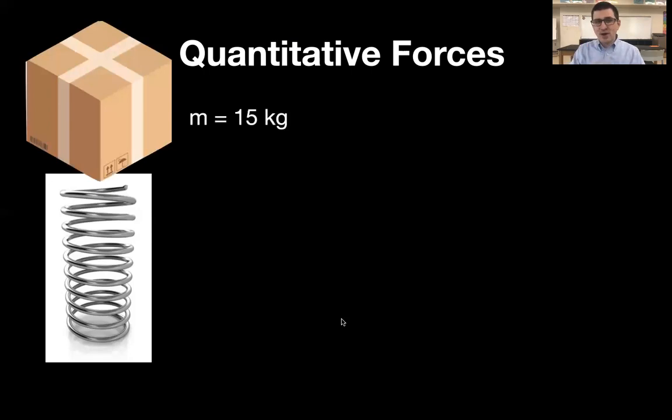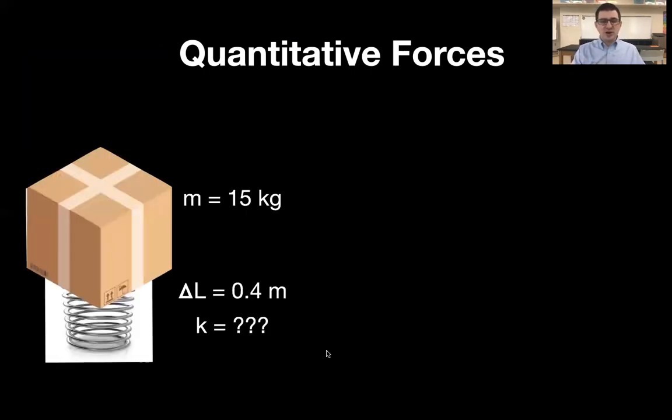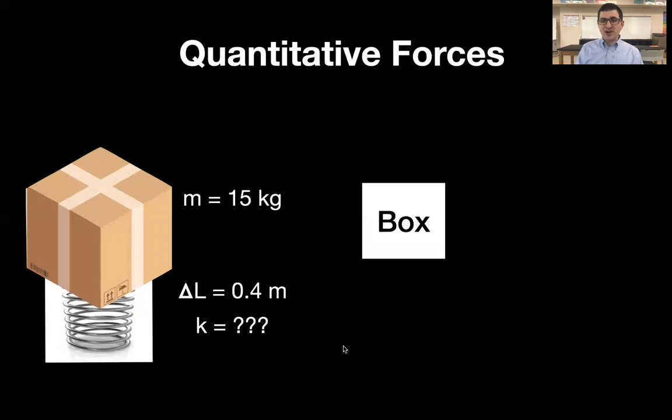Let's say we have a box, and the mass of the box is 15 kilograms. When we put the box on the spring, it squishes, and the change in length of the spring is 0.4 meters. The question asks, what is the spring constant for that spring? The first thing I'm always going to want you to do, your first step, is to draw a force diagram. Always draw a force diagram first.